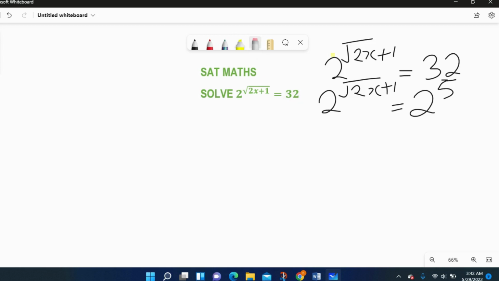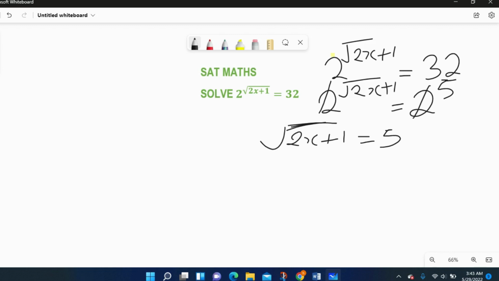Having done that, we now have a common base of 2. 2 will cut 2. So we'll have a square root of 2x plus 1 equal to 5. The powers will equate one another. In this instance, we'll have a square root, and it is equal to 5.